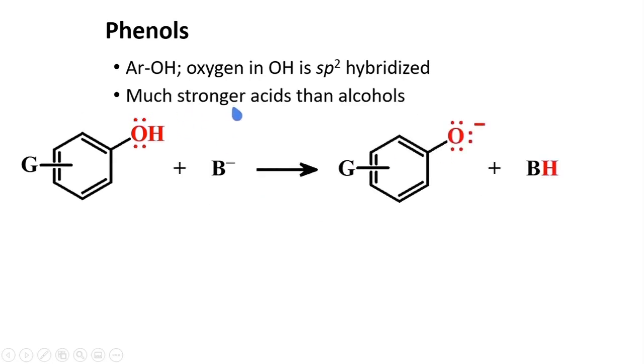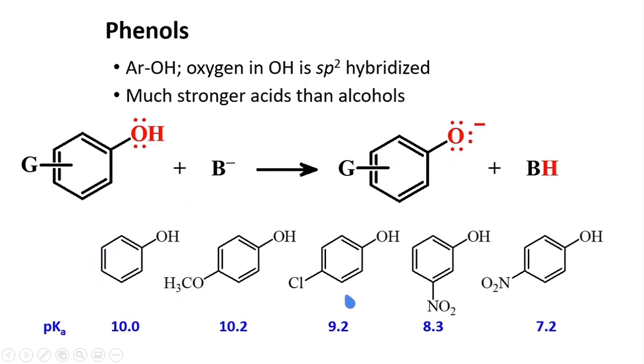Phenols are much stronger acids than alcohols. Bases can remove this proton to produce the phenoxide. Phenols are much stronger acids because this negative charge can be delocalized to the ring and shared with other atoms. Delocalization increases the stability of the phenoxide.